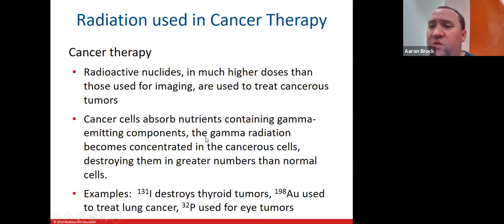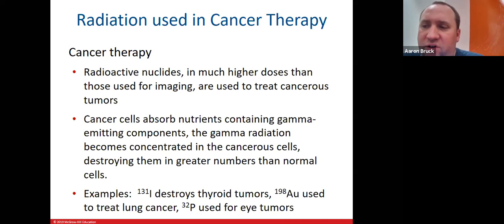We've seen radiation used in cancer therapies. This has been done for years. Radiotherapy, radioactive nuclides, radiation therapy. We give patients radioactive materials in high doses to treat cancer. The cancer cells absorb the nutrients that contain these gamma emitters. The gamma emitters become concentrated in the cells, and the gamma radiation destroys the cancerous cells. And it does so at a much higher rate than normal cells.